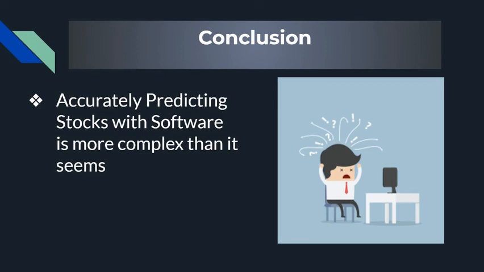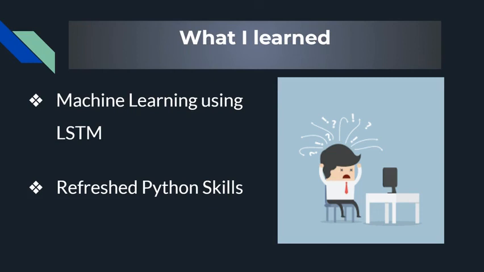So after this entire presentation, we could conclude one thing: accurately predicting stocks with software is way more complex than it seems. When I went into this, I thought that by simply using a machine learning algorithm to simulate a stock and analyzing it, we could have a program that would accurately predict stocks. However, as you can see, this was not the case. Despite the fact that I didn't get the desired outcome, I'm grateful that I was able to refresh my Python skills and dip my feet into machine learning and using long short term memory. I've always been interested in this topic, however, I've never really gotten into it.